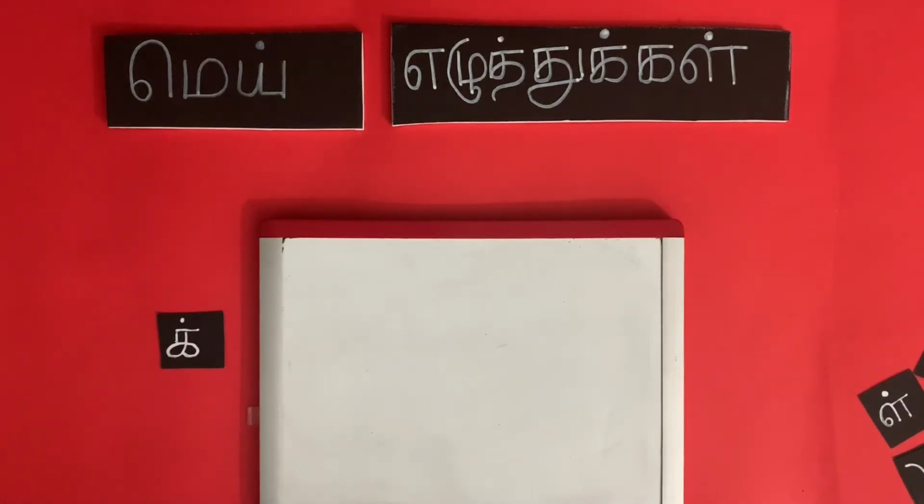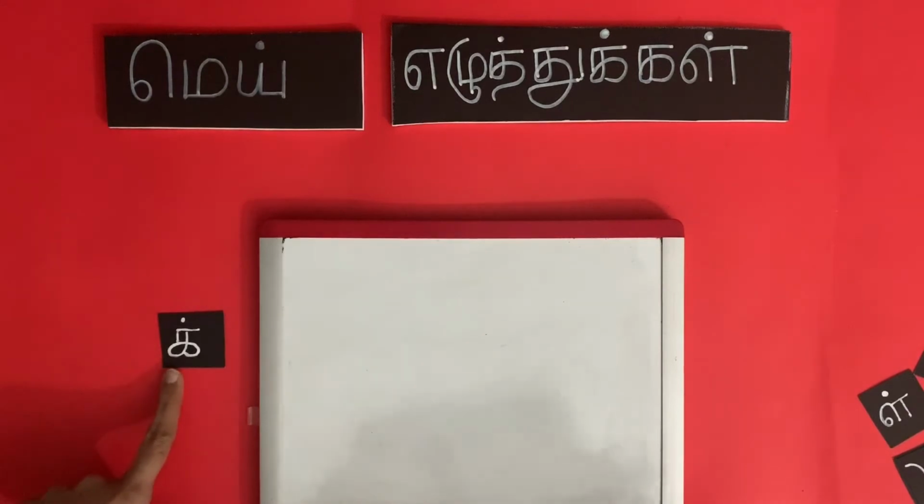Today, we are going to start learning to write the Mei Ezhuthukal. Mei Ezhuthukal are the consonants, the letters with a dot on the head. And how many Mei Ezhuthukal are there? There are 18 Mei Ezhuthukal in the Tamil language.